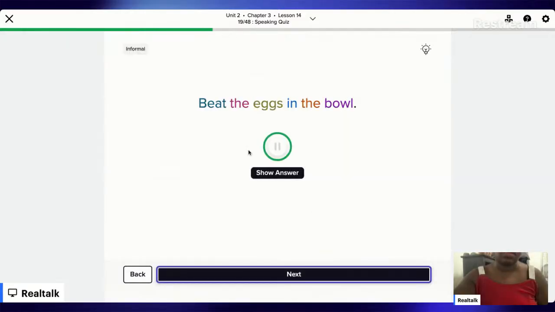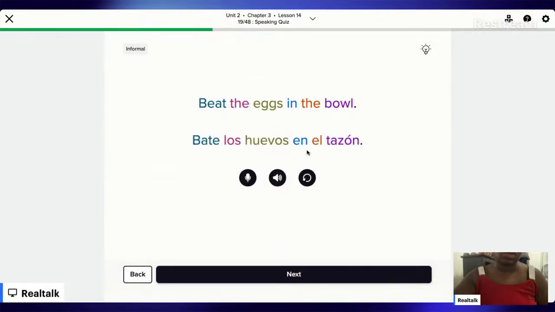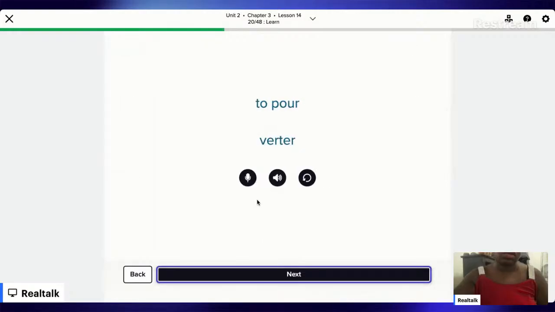Let's see if you can get this one. What's the informal way to say beat the eggs in the bowl? Bate los huevos en el tazón. Tazón. Now, let's learn how to say to pour.